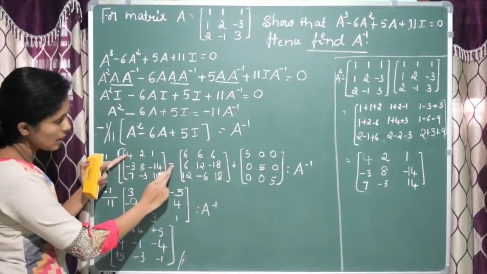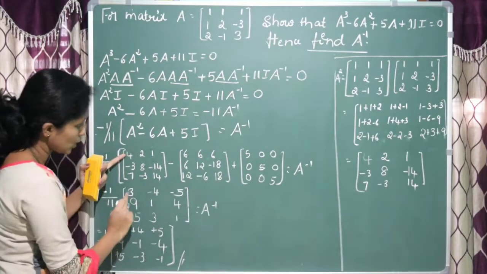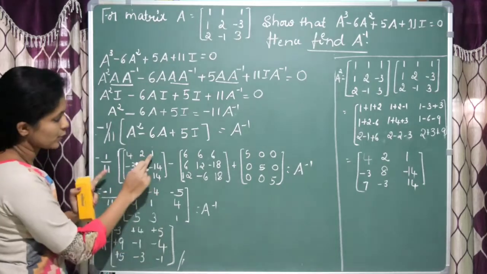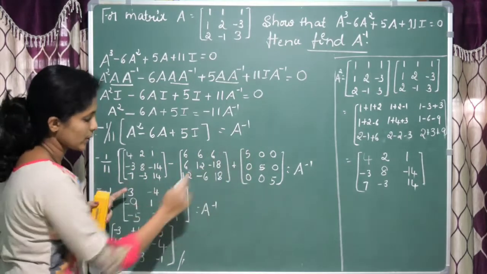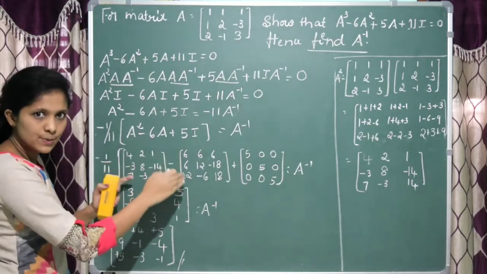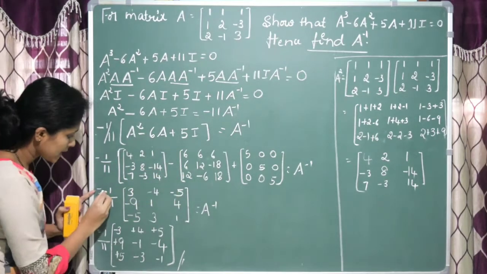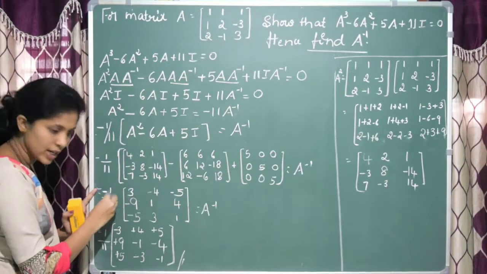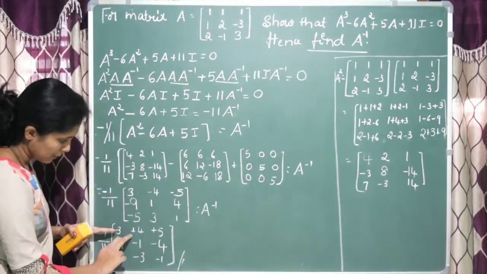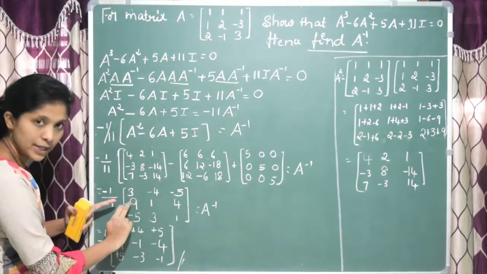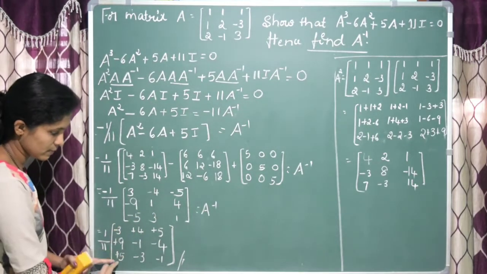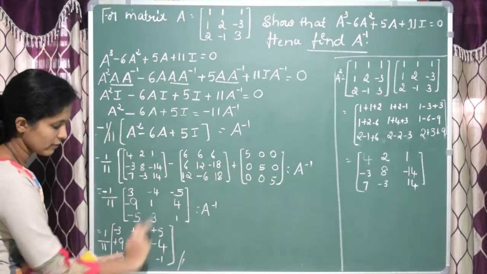4 minus 6 plus 5 is equal to 3. 2 minus 6 plus 0 will be equal to minus 4. Next, 1 minus 6 plus 0 is equal to minus 5. Is it clear? You just have to add or subtract the corresponding elements. You got this one, but here this is multiplied by minus 1 by 11, so we will multiply the minus sign to the inside. So this will now be minus 3 plus 4 and this is plus 5. Minus 9 will be plus 9. 1 is minus 1. 4 is minus 4. Minus 5 is plus 5. 3 is minus 3. 1 is minus 1.